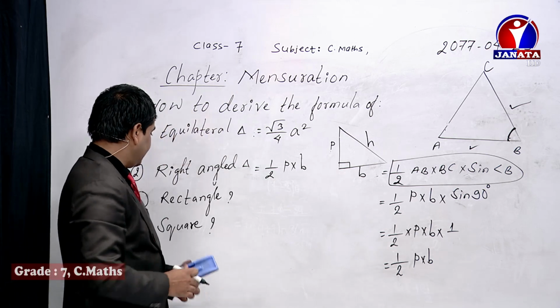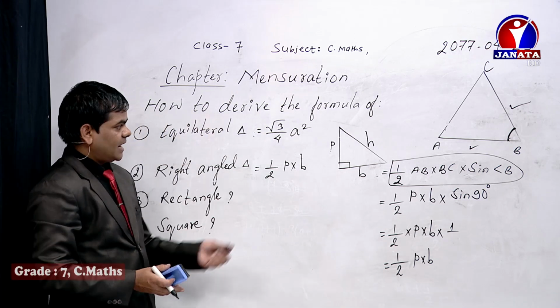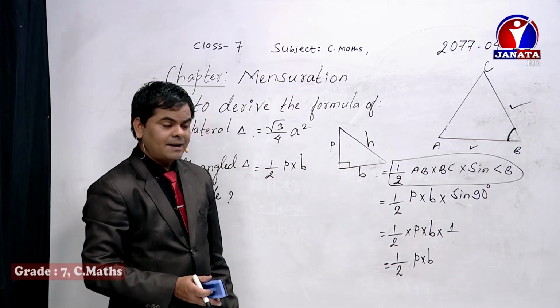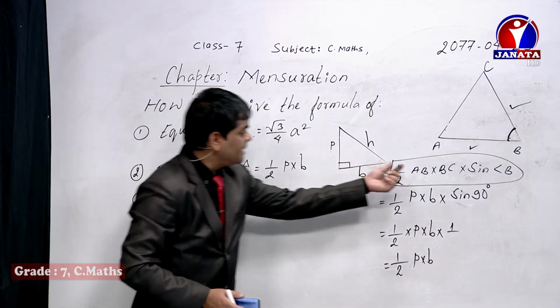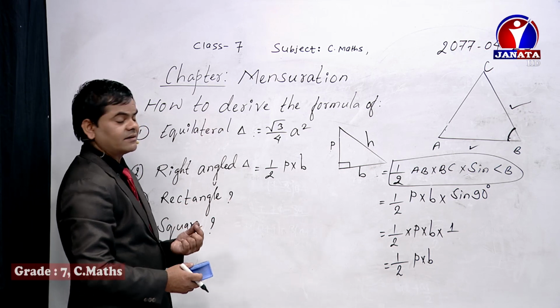Now let's start again to prepare the formula of the rectangle as well as the square. So I am going to erase the figure as well as the derivation of the right angle triangle. I am going to derive, by using the same formula, the area of the rectangle.